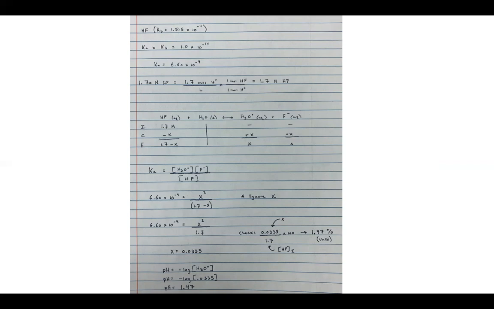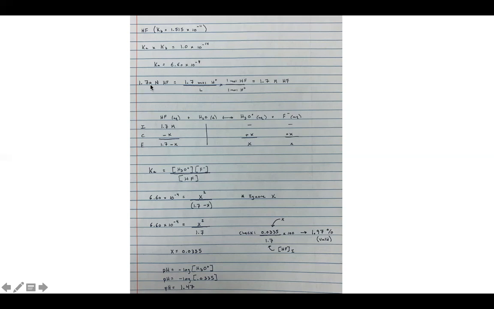Well, knowing the value of Kb, we can use this relationship to find that the Ka for hydrofluoric acid would be 6.6 times 10 to the negative 4th. Okay. Now that we have that value, I want to find the molarity of my HF solution, right? Because we were told that it's a 1.7 normal solution of HF. Well, what does that mean?